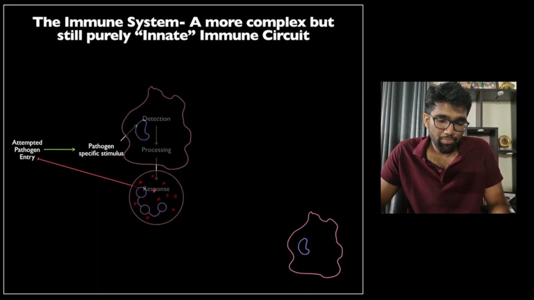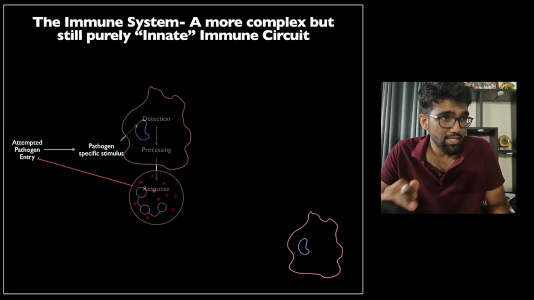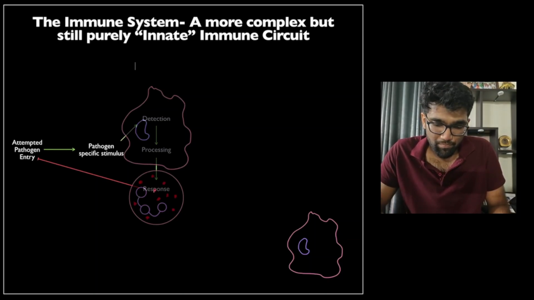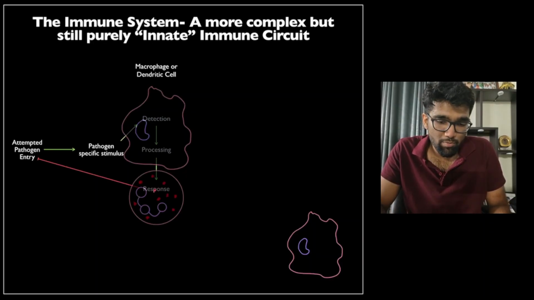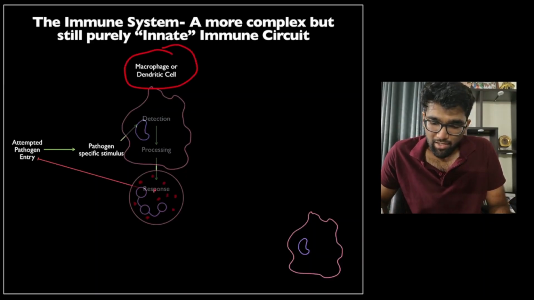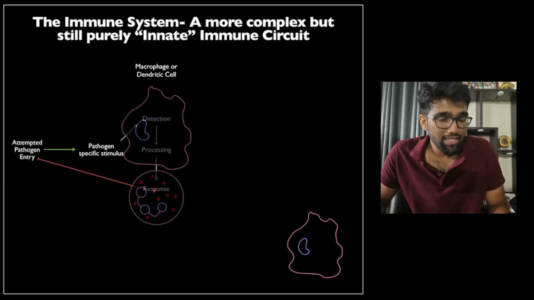So this is again a very simple circuit, but there are two cells involved, and there is cell-to-cell signaling involved. And both cells are essentially part of the innate immune system, and we'll discuss just now what that means. Now, an example of this detection and processing cell could be a macrophage or a dendritic cell. For those of you who are completely uninitiated, these are the two cells that are classically described as being able to detect pathogens.